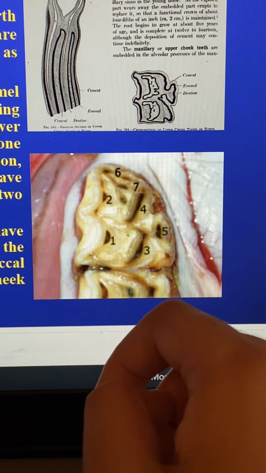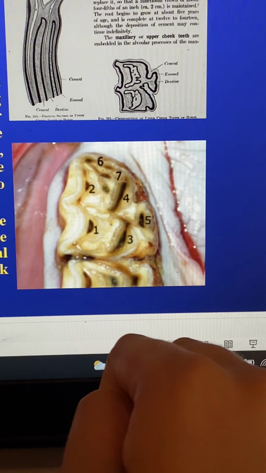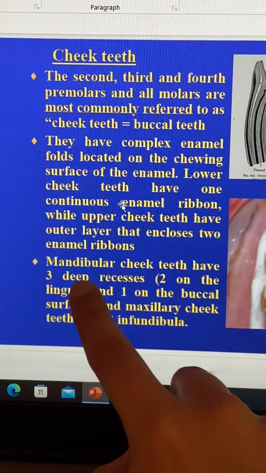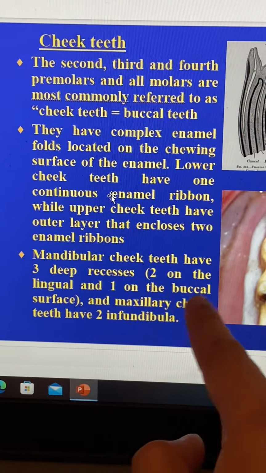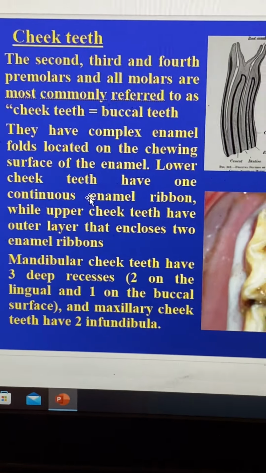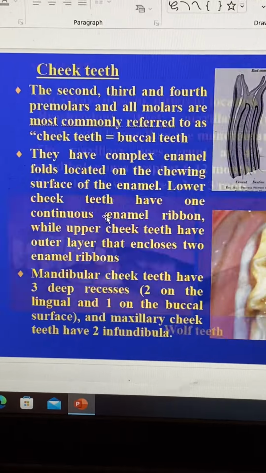And the mandible cheeks have 3 deep recesses, 2 on the lingual and 1 on the buccal surface. 3 deep recesses, 2 on the lingual, so 1 on the medial side and 1 on the buccal surface, towards the cheek, and maxillary cheek teeth have 2 infundibula. If you don't remember what the infundibula are, these are the recesses, okay?